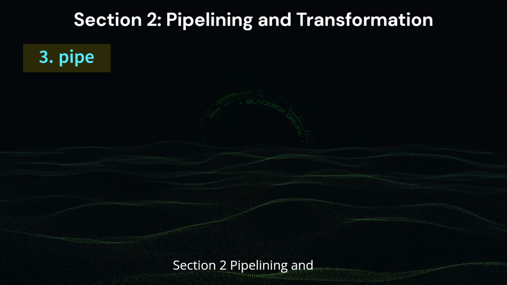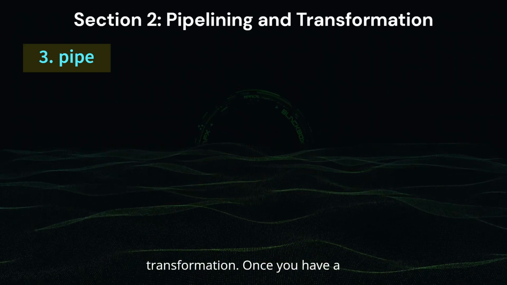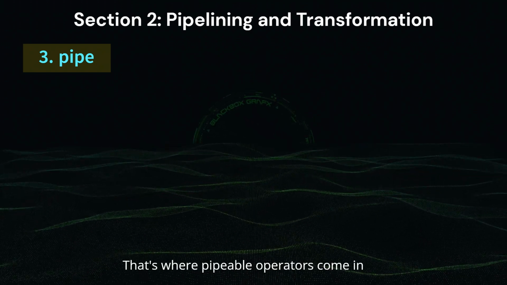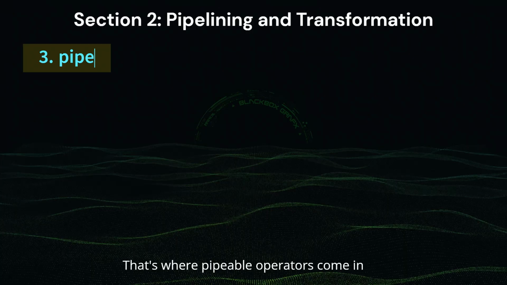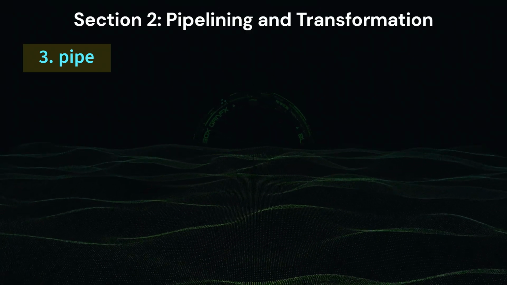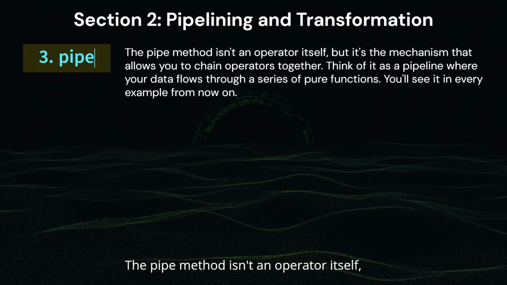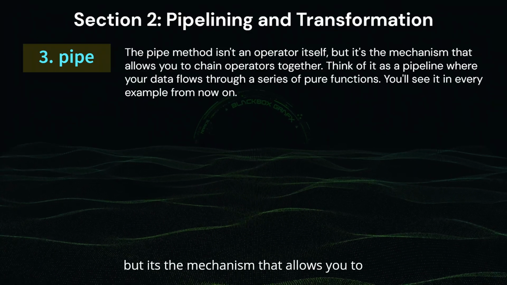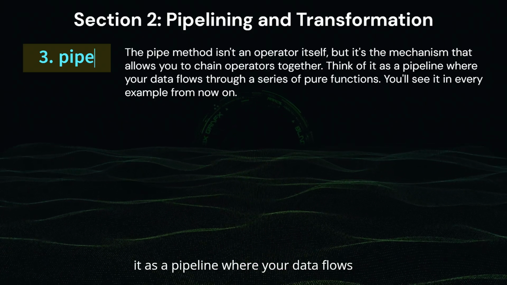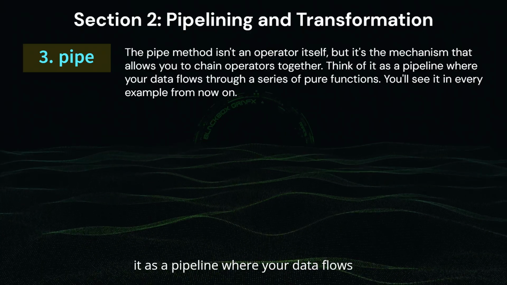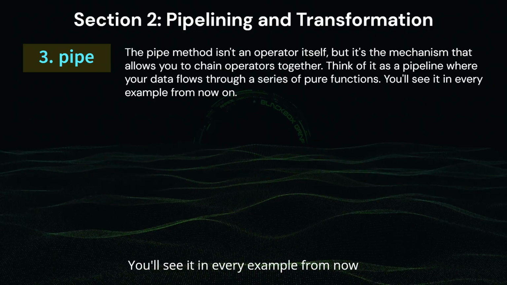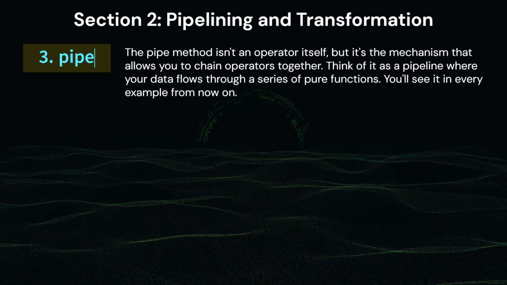Section 2, Pipelining and Transformation. Once you have a stream, you need to work with the data. That's where pipeable operators come in, and they are all chained together using the .pipe method. The pipe method isn't an operator itself, but it's the mechanism that allows you to chain operators together. Think of it as a pipeline where your data flows through a series of pure functions. You'll see it in every example from now on.